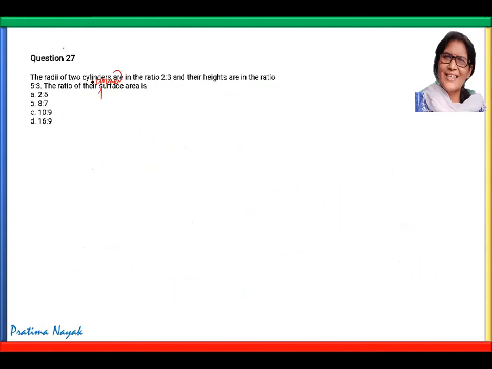Next, the radii of two cylinders are in the ratio 2:3. Their heights are in the ratio 5:3. Now you have to find the ratio of their curved surface areas. There are two cylinders.